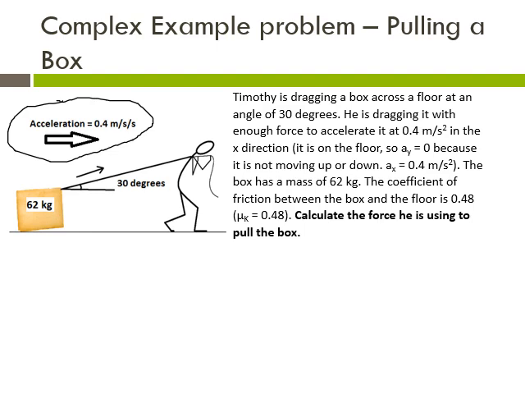The box has a mass of 62 kilograms, and the angle is 30 degrees. So we have to calculate the force right here, this force that he's using to pull the box. Up to this point, I've always given you that force. I've given you that angled force, and we've used sine or cosine to turn it into an x or a y force. But now we don't know what that pull force is. So that's why this particular problem is so complicated.